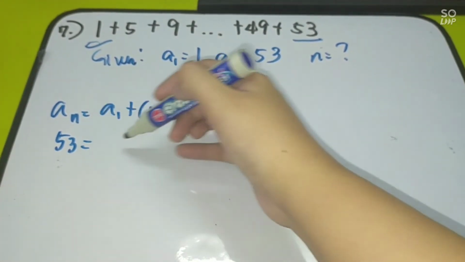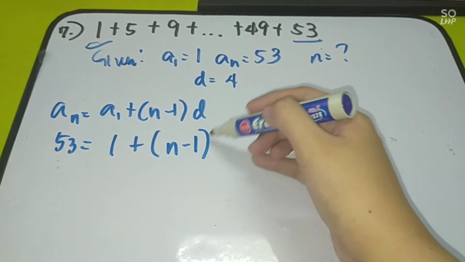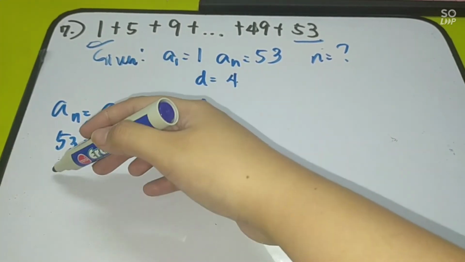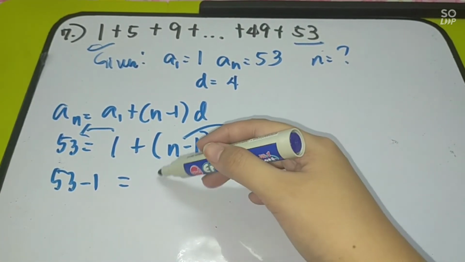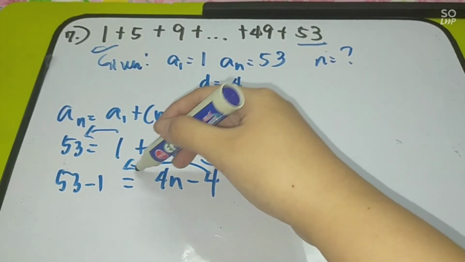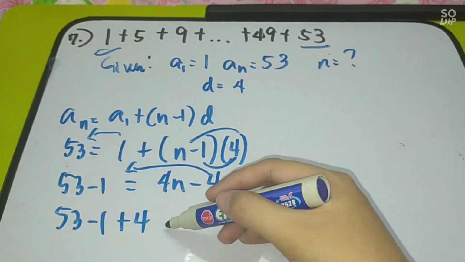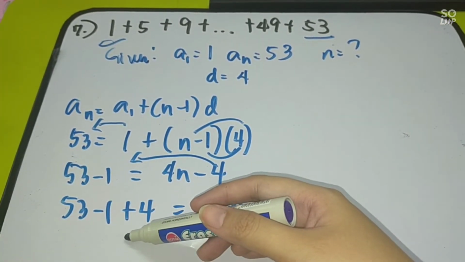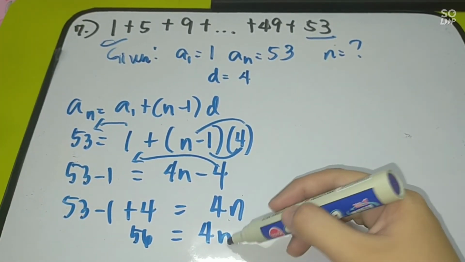Just write here 53 equals. Your first term, we have here 1. Plus, ang n mo ay nawawala, minus 1, then ang d mo ay 4. That's the common difference. Then si 1, lipat mo na sa kabilang side. 53 minus 1 na yan is equal to, ito, just distribute. 4n minus 4. Then si 4, lipat mo na sa kabilang side. 53 minus 1, then magiging plus 4 is equal to 4n. So, 53 minus 1, that is 52, plus 4, that is 56, is equal to 4n.